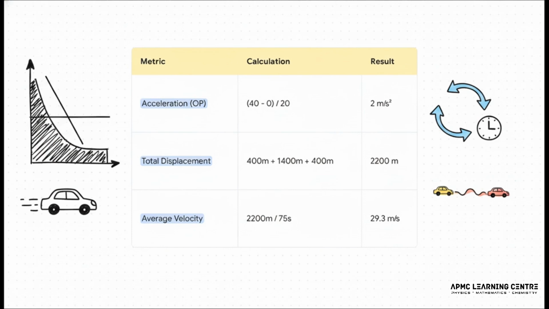Okay, the numbers are in. So first up, the acceleration during that initial takeoff phase was 2 meters per second squared. Next, the total displacement. We get that by adding the area of the first triangle, that big rectangle in the middle, and the final triangle, and that gives us a grand total of 2,200 meters. And with that, we can calculate the average velocity for the whole trip, which comes out to 29.3 meters per second. How cool is that? All of that precise data just from reading the lines and shapes on a graph.